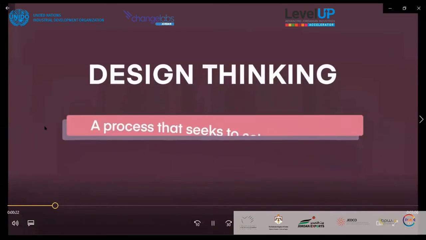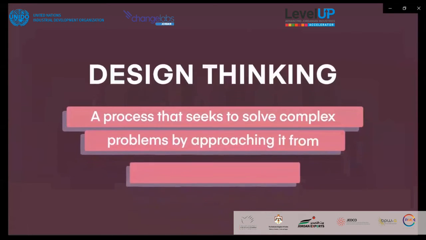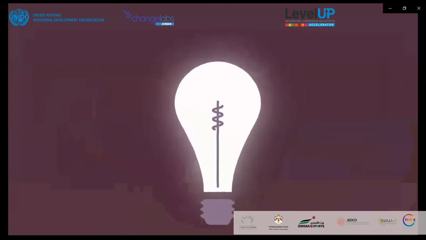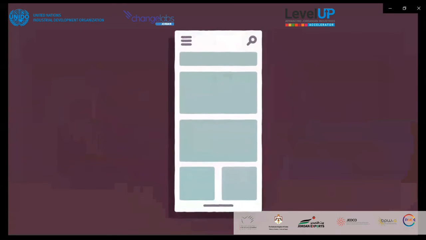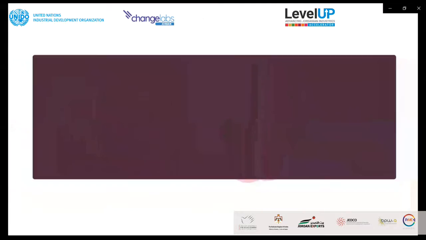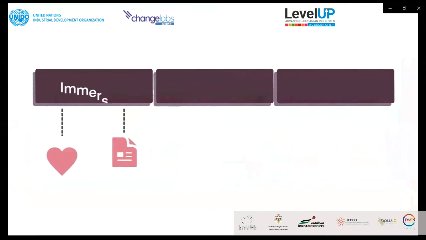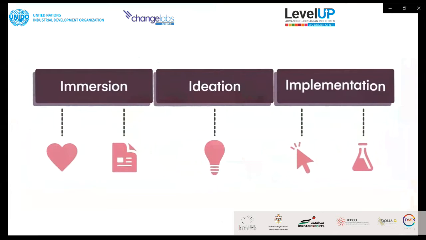Design thinking is a process that seeks to solve complex problems by approaching it from the user's perspective. It also aims to turn your ideas into tangible, testable products as quickly as possible. The design thinking framework can be drilled down into 3 distinct phases: immersion, ideation, and implementation.